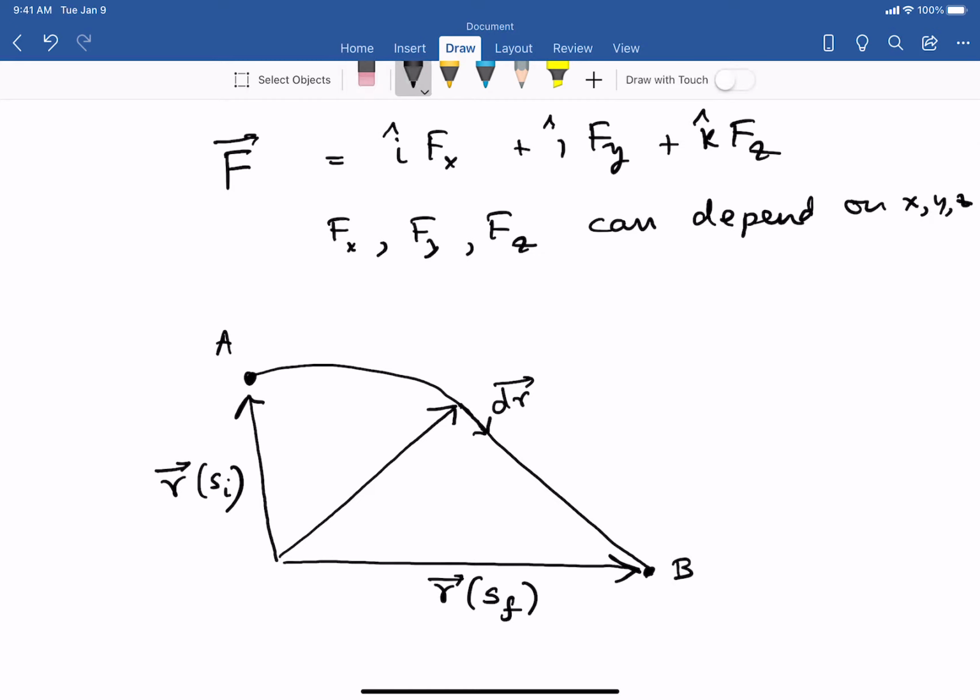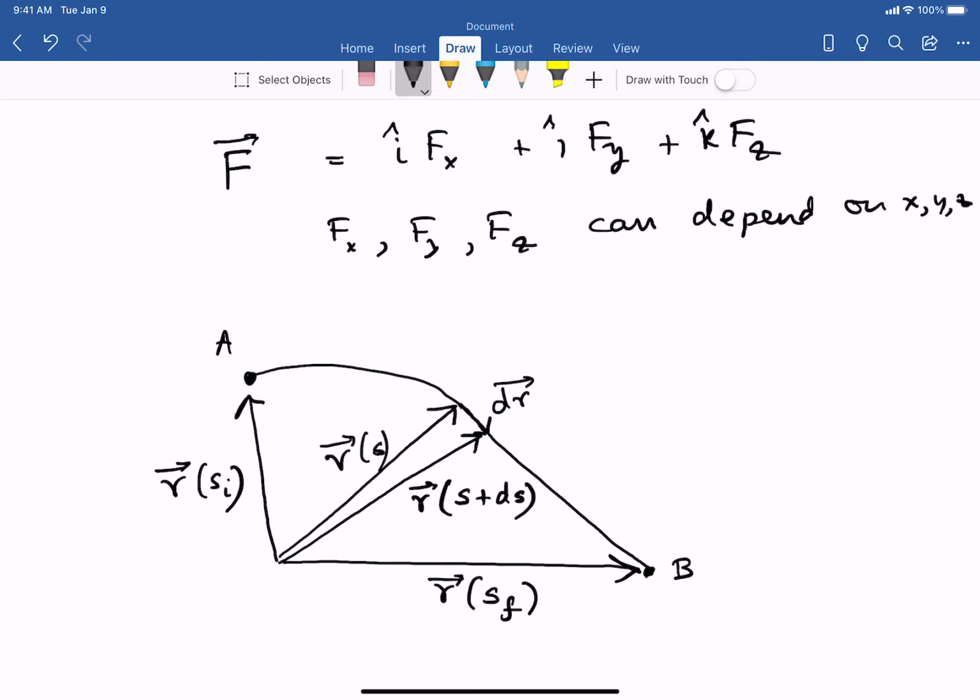So the position vector was r of s, then the particle made a small displacement dr, and it moved over here. Now the new position vector is r, and s has changed by a tiny amount, let's say s plus ds. So s has changed by this infinitesimally small amount ds. So the new s is s plus ds, and as a result of that, r has changed to r of s plus ds, and the change in r is represented by this displacement vector dr. So dr is our infinitesimal displacement vector.